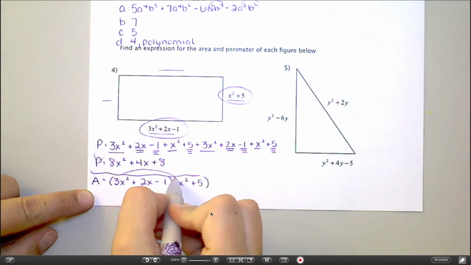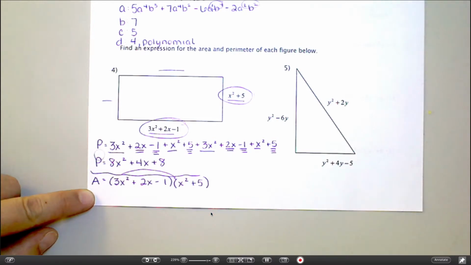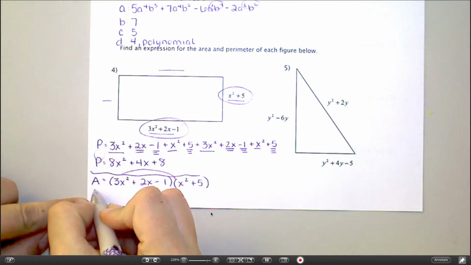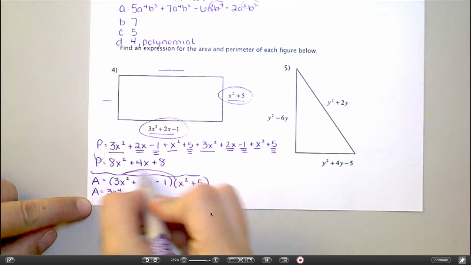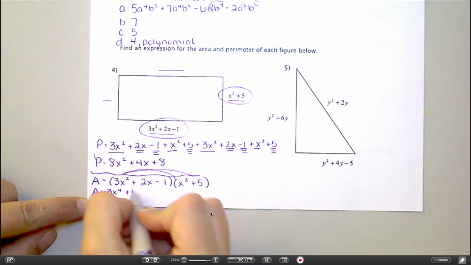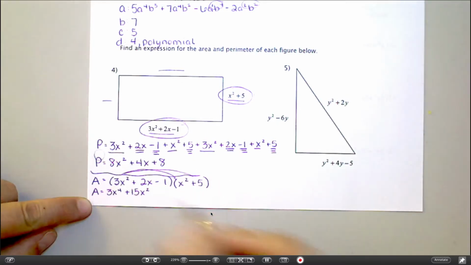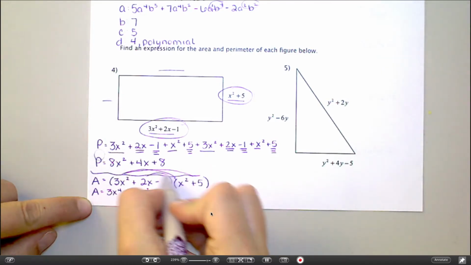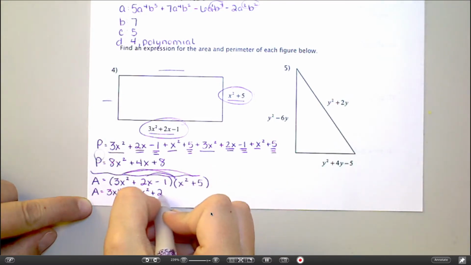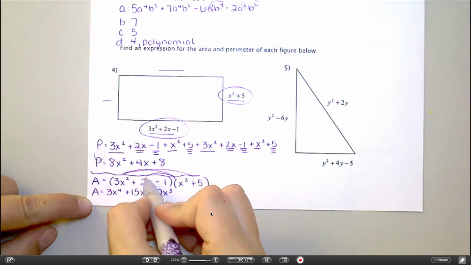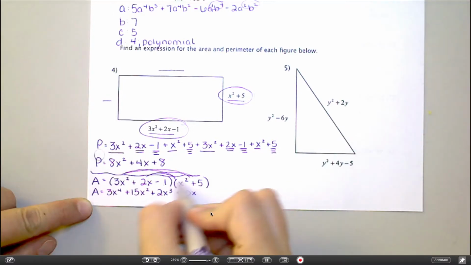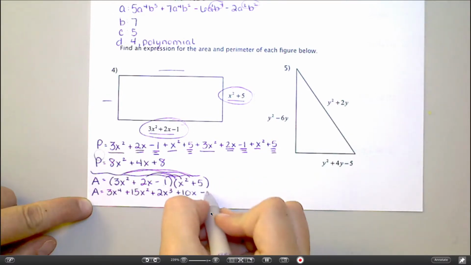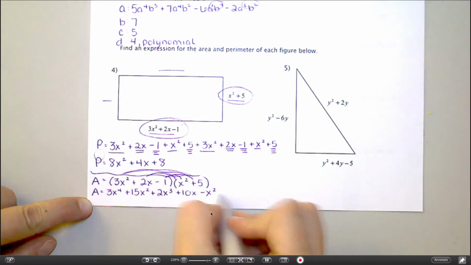So 3x squared times x squared. Now your exponents are going to change. What's 3x squared times x squared? 3x to the 4th. 3x squared times 5 is going to be 15x squared. Then I'm going to go to the 2x. 2x times x squared is 2x cubed. 2x times 5 is 10x. -1 times x squared is -x squared. And -1 times 5 is -5.